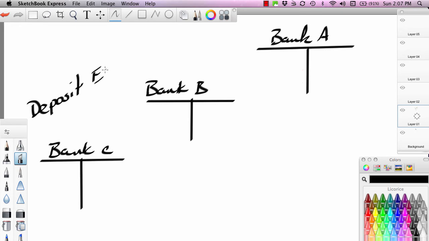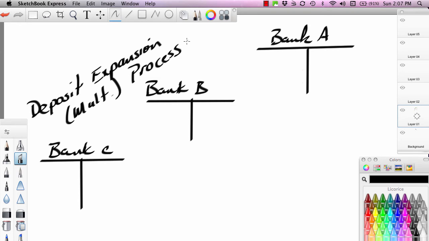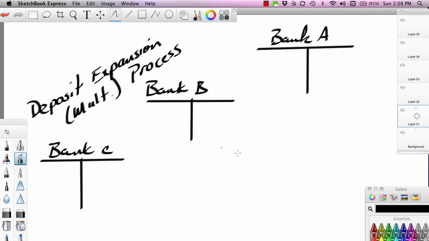Okay? This is going to actually reflect something called the deposit expansion or multiplier process. I'm going to show how a single deposit affects the banking system. Now there's some assumptions I'm going to make in doing this. So let me list these assumptions.